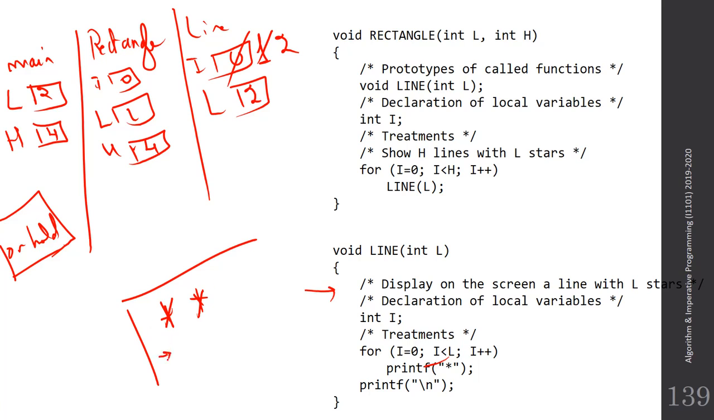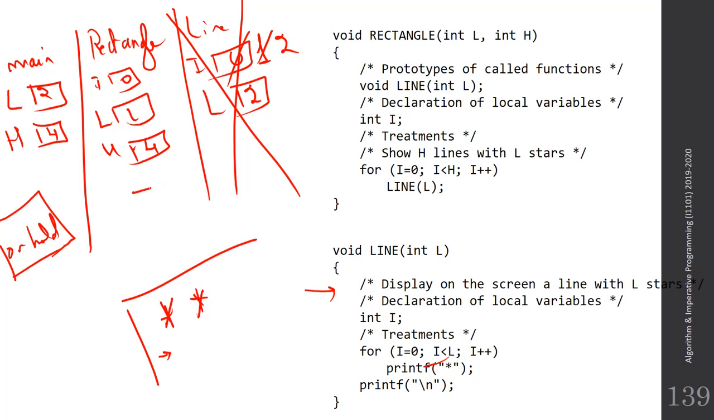Now, what happens? I have finished line. What does it mean I have finished line? In the memory, this function will evaporate. It will be erased. It will not exist. It will be deleted, so nothing will exist. So whenever I finish line, now I can proceed with rectangle.